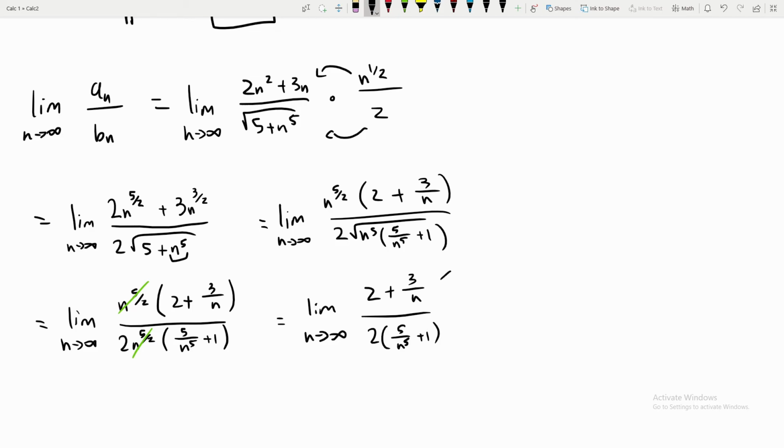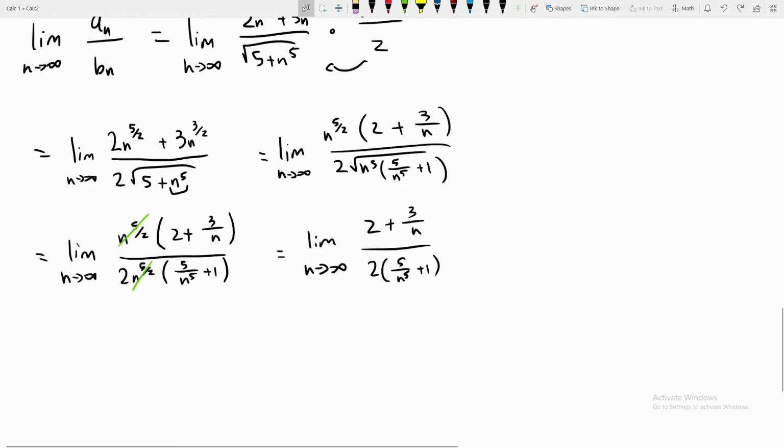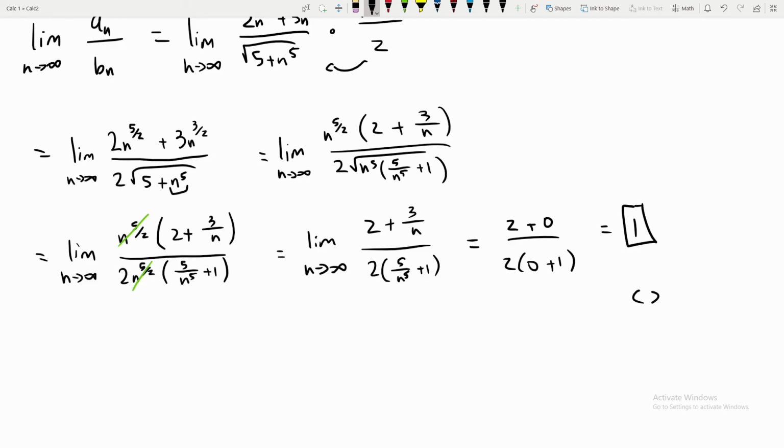And as we can see, all of the terms are over this variable n, and since n is going to infinity, then these terms just lean towards 0. So basically all that we're going to be left with is 2 plus 0 over 2 times 0 plus 1, which is going to be just 1. Now this is that c value that we get, and because c is greater than 0, 1 is going to be greater than 0.